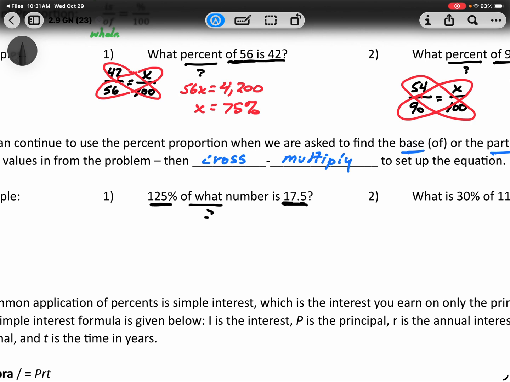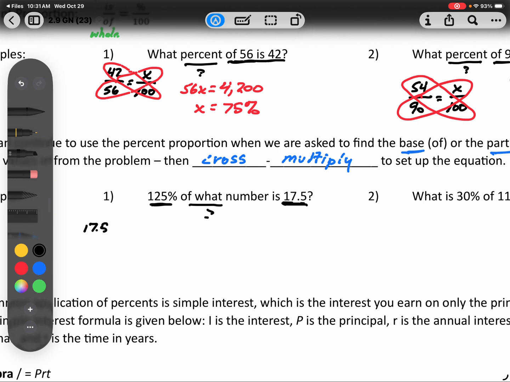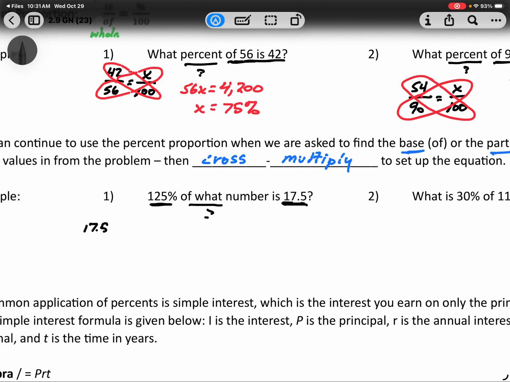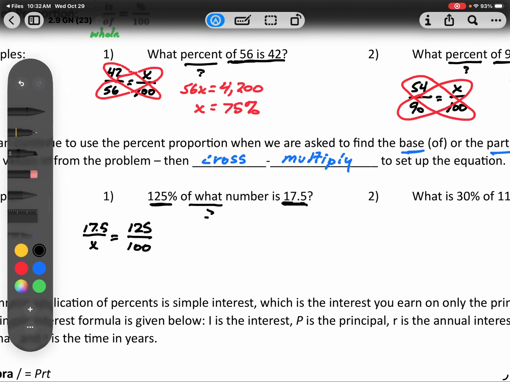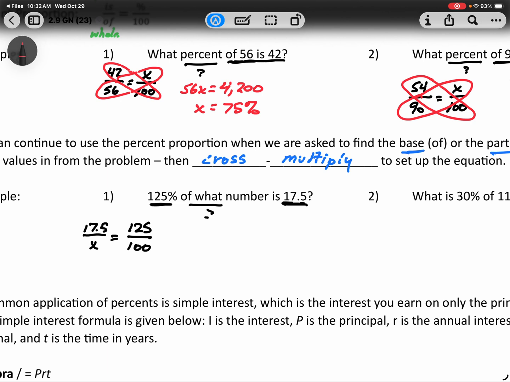So the left side of my equation will read 17.5 over some number x equals 125 over 100. Gosh, it looks like a proportion again, doesn't it? It certainly is. So we can go ahead and cross multiply.